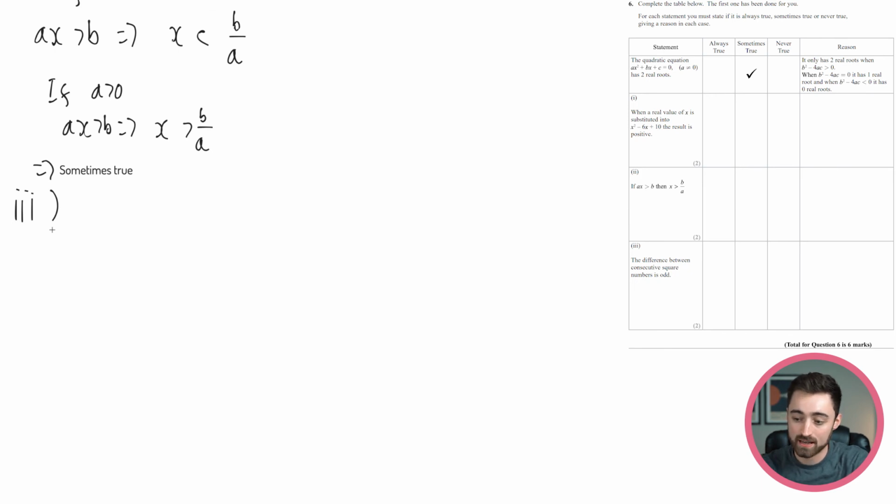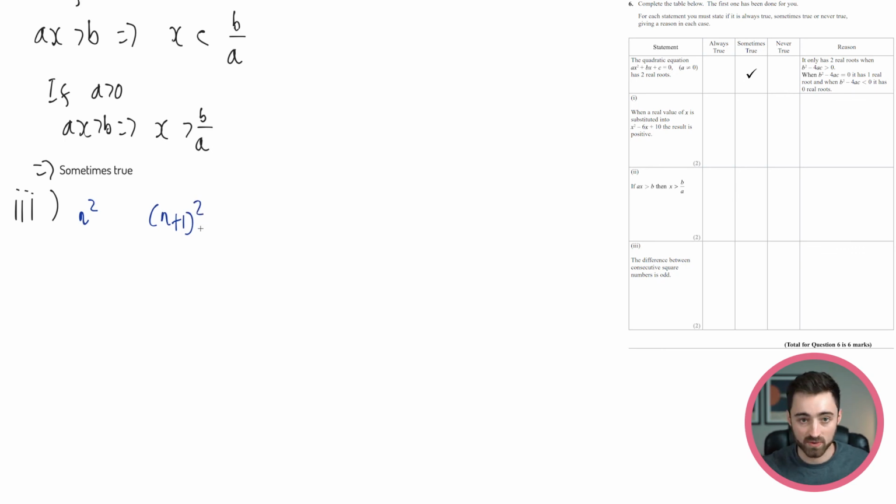So how can we represent a square number? n squared, right? Where n is an integer. Now, consecutive square numbers. Consecutive means they're next to each other. So instead of me just saying m squared, that would just represent any other square number. But I actually want the next square number, don't I? So the next square number is going to be n plus 1 squared, right? An example of that could be 3 squared and then 4 squared. So n squared, n plus 1 squared.